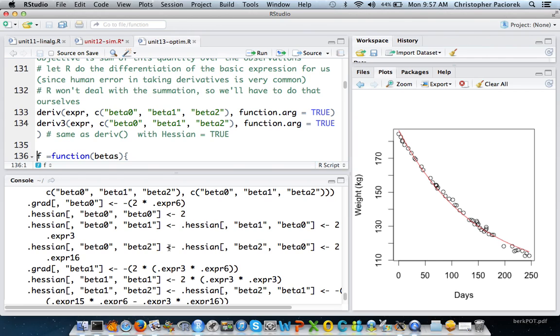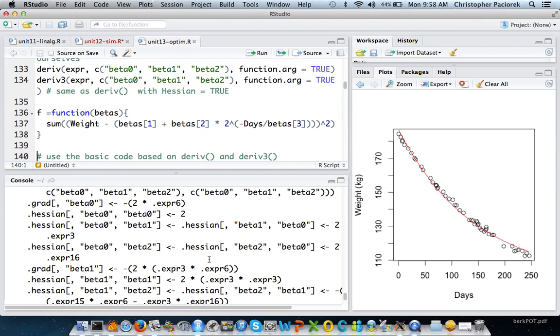Oh, I see. It looks okay. So it's basically saying, well, this thing is symmetric, so the Hessian with respect to beta 0 and beta 2 is the same as the Hessian with respect to beta 2 and beta 0. And that's 2 times this expr16, which has presumably just disappeared off the screen. So it's a little bit ugly, but these are the things we'd have to write down if we were doing it by hand as well. So I'm glad I can rely on the computer to have done that.